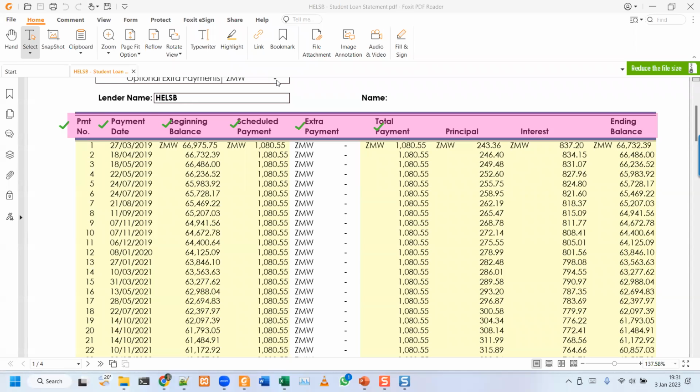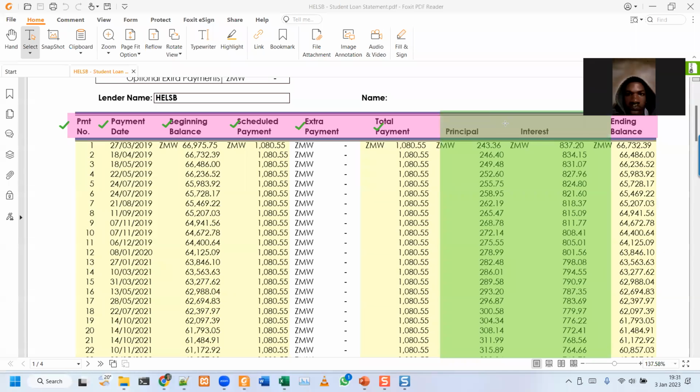Then we have two interesting columns. These two. And this is what I was saying, for those that follow me on Instagram, that this is a little bit upsetting. So those two columns really are the most important columns, if you ask me. So those two columns represent how much money is going to the principal, meaning that original 66,975 kwacha that you borrowed, versus how much money is actually going to the interest, how much money HELSB is trying to make.